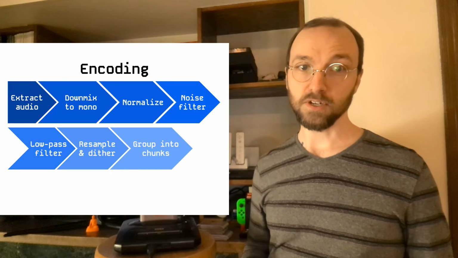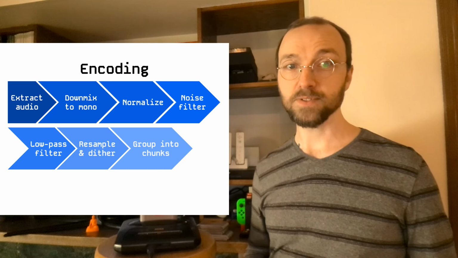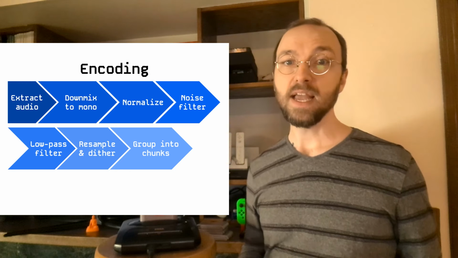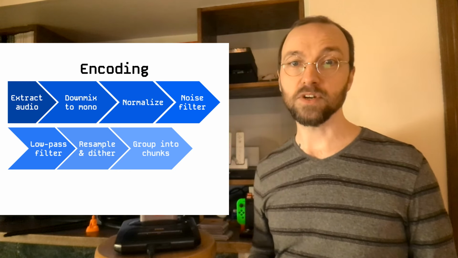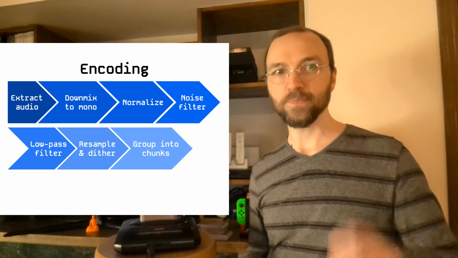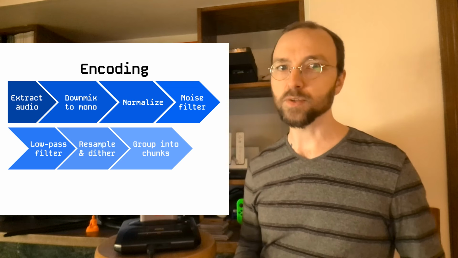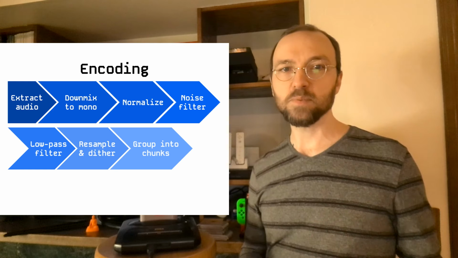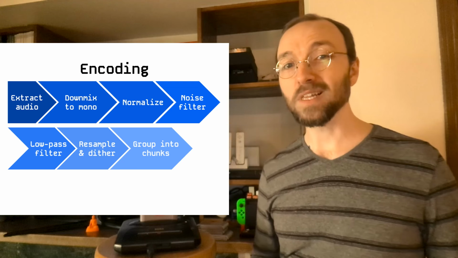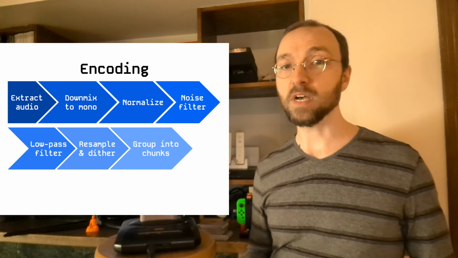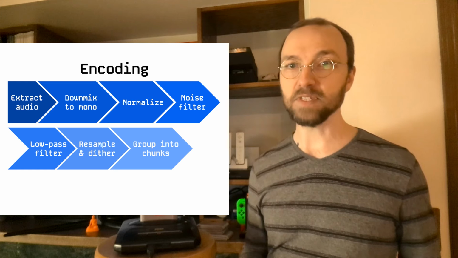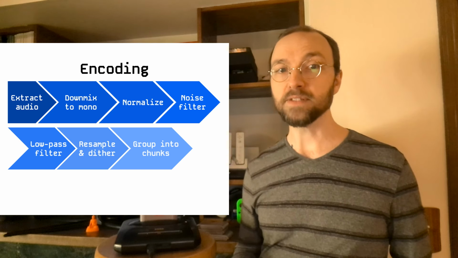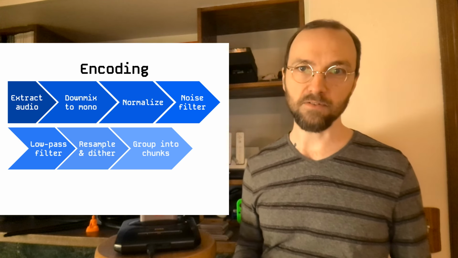Audio encoding also starts with FFmpeg to extract audio samples. Then FFmpeg downmixes it to mono, normalizes the volume, and filters out any frequencies below a certain volume threshold as noise. Experimentally, this just helped with certain source content. This gives a cleaner source going into the next stage, which is a SoX plugin for FFmpeg that performs a low-pass filter to remove frequencies above the Nyquist frequency, that's half the sample rate, and then resamples and dithers to 8-bit audio in a way that avoids the most noticeable aliasing artifacts.